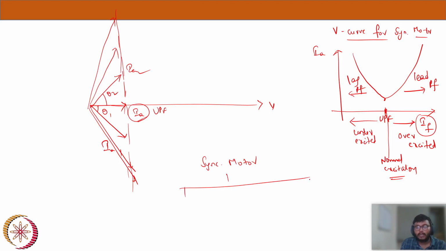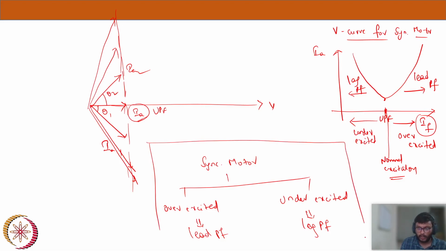For a synchronous motor, again two conditions are there: over-excited, under-excited condition. And over-excited for a synchronous motor is having a leading power factor. Under-excited for a synchronous motor is having a lagging power factor. This is also an important conclusion, which you have to remember, or which you can understand so that you can remember this. Okay.